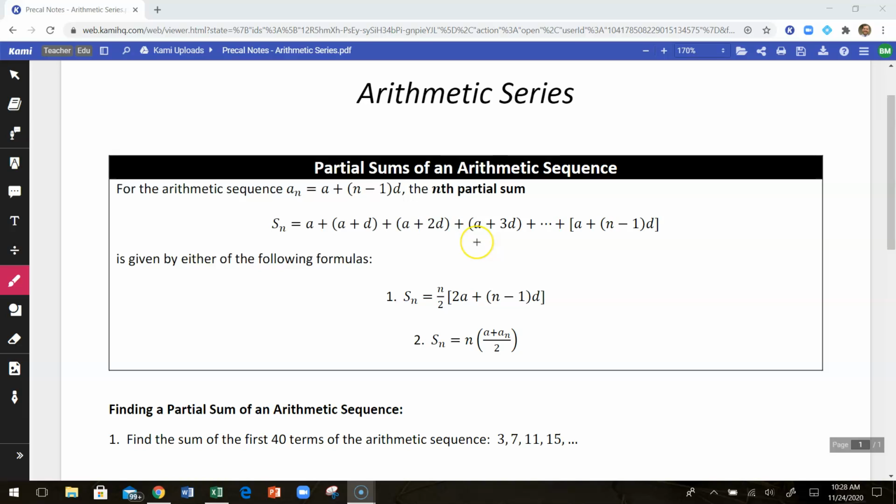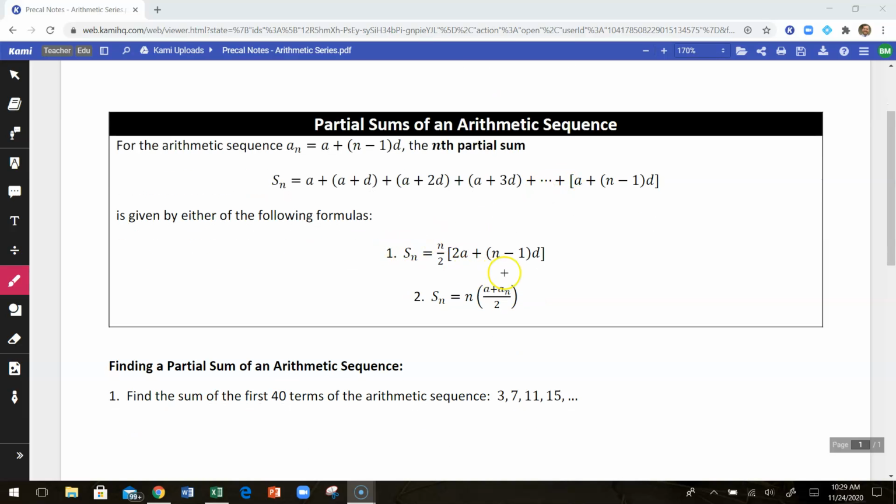First of all, I have to know that my sequence is arithmetic, which means that we have a common difference, that we are adding or subtracting the same number every time to get from one term to the next. If I have that kind of sequence, then I can find the sum of the first n terms of that sequence by using one of these two formulas. Again, that's going to be called our partial sum, or we may refer to that as a series. I've got two different formulas here for that.